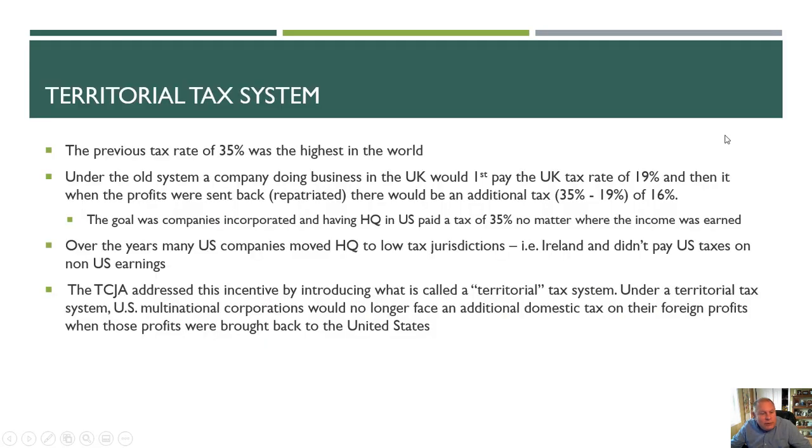They then introduced what's called the territorial tax system. The previous tax rate in the U.S. was 35%. That was the highest in the world. Under the old system, a U.S. company doing business in the UK would pay the UK tax rate of 19%, and then when its profits were sent back in cash, repatriated, there'd be an additional tax, 35 minus 19, so you'd have to pay an additional 16%.